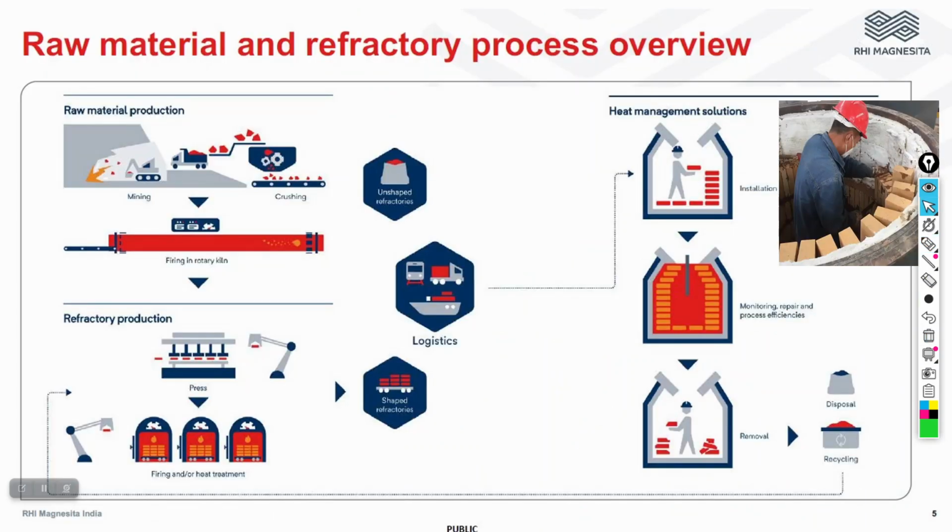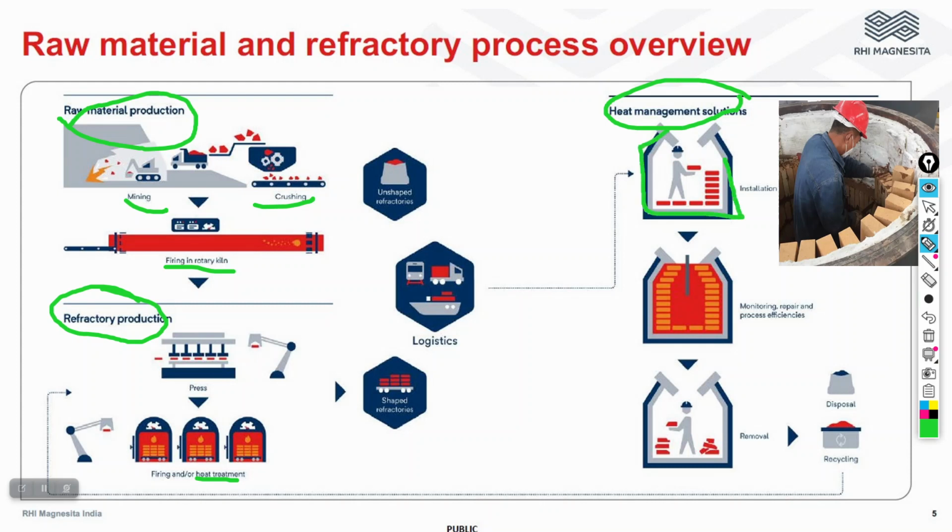So this is the general process in which a refractory is made. There are three stages. First stage is raw material production, in which refractory materials are mined, then crushed, then heated, fired, and then pressed. After pressing, it enters refractory production, the second stage, where it undergoes heat treatment. After heat treatment, it goes to the third stage, where the refractory bricks are installed in the furnace. This furnace can be of anything: iron, copper, cement, etc.